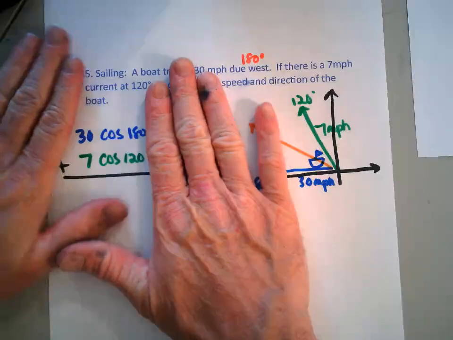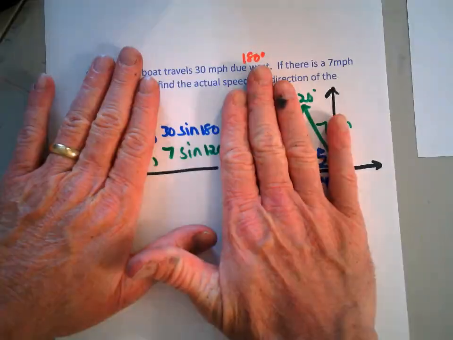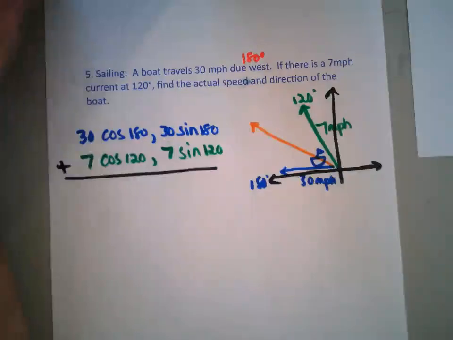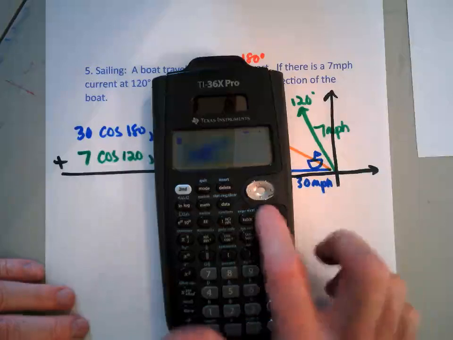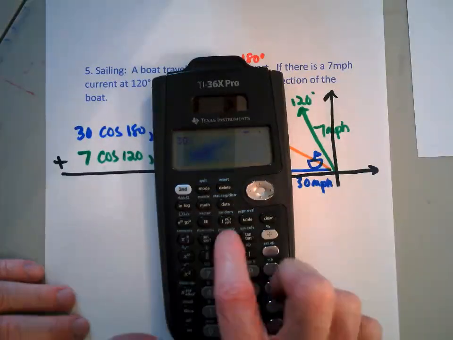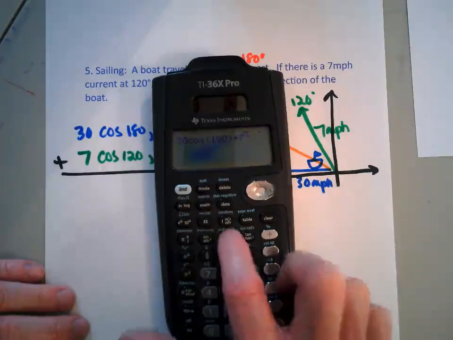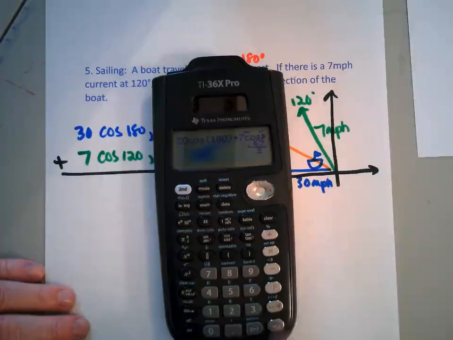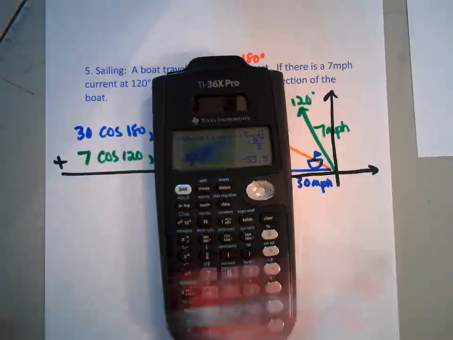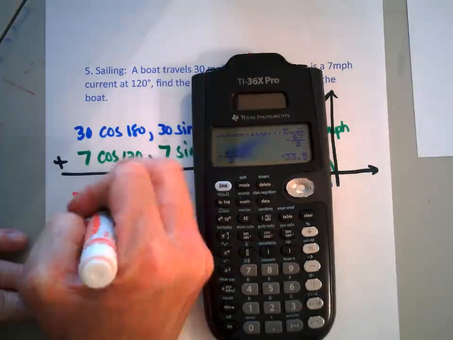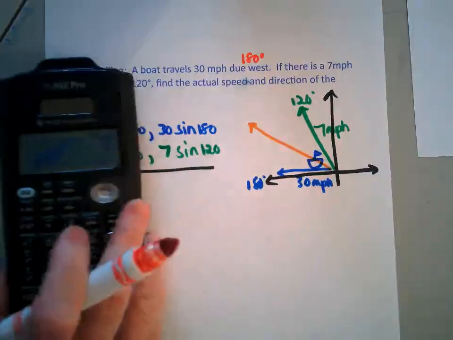So we'll concentrate our calculation on this. We'll add these two together, then we'll add these two together. This is all in the calculator. Clear that out. 30 cosine 180 plus 7 cosine 120. Get the decimal of that. Negative 33.5.